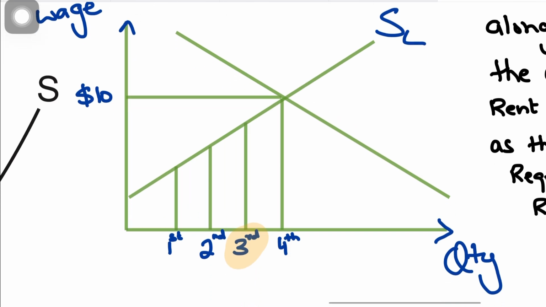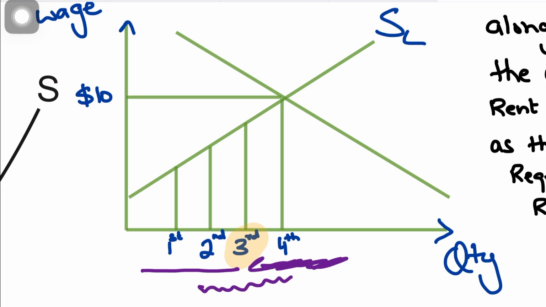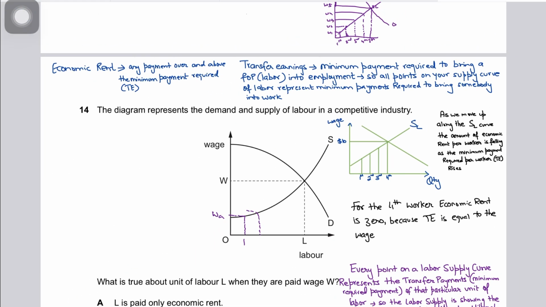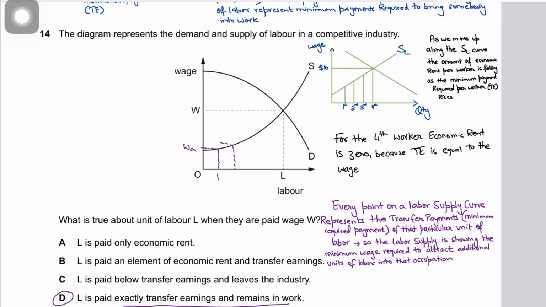Therefore, remember that as you move along the labor supply curve to higher quantities in this region, whether you're here or here, the transfer earnings will be much higher, which is actually the reason why the supply curve is upward sloping. So their transfer earnings would be much higher, which is why the supply curve of labor rises upwards. I hope this is clear. So the answer to question number 14 would be D for David.